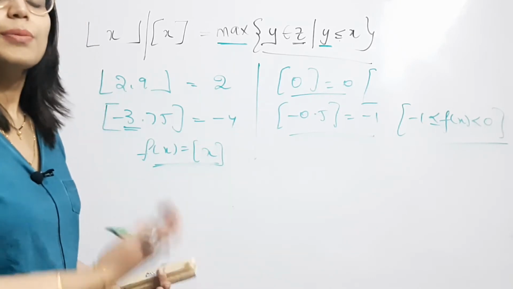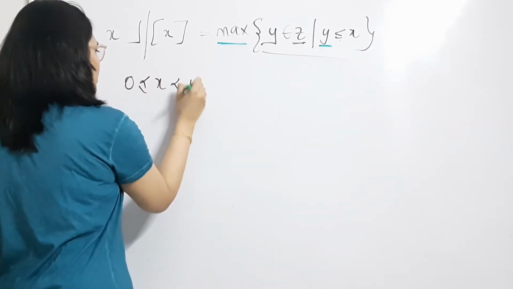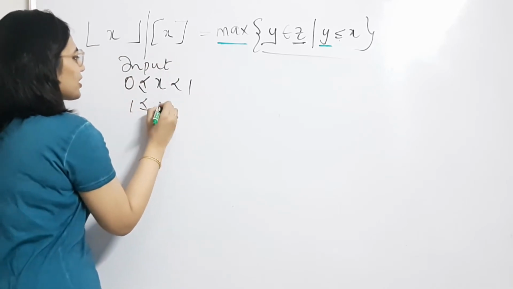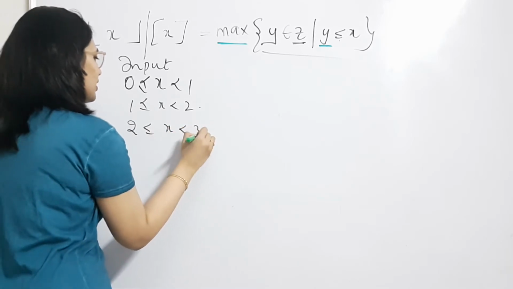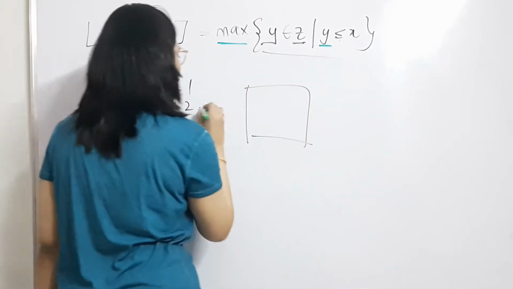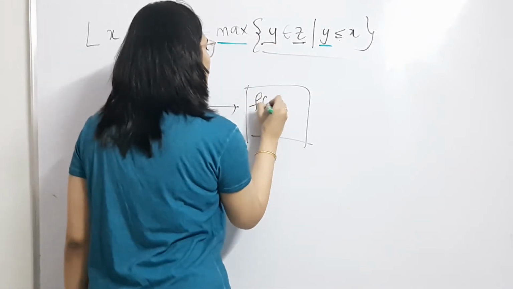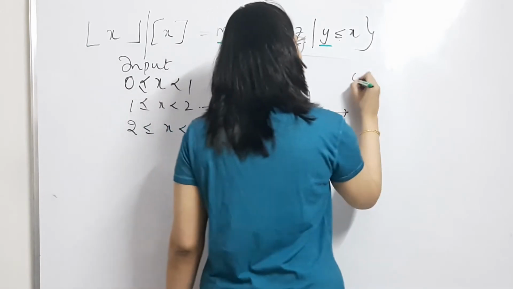Now how do you represent this pictorially? Say that 0 is less than or equal to x less than 1. This is the input. Then 1 is less than or equal to x less than 2, and 2 is less than or equal to x less than 3. And if you are passing this input to a machine or a computer that has the definition of the greatest integer function, then what do you get as the output here?